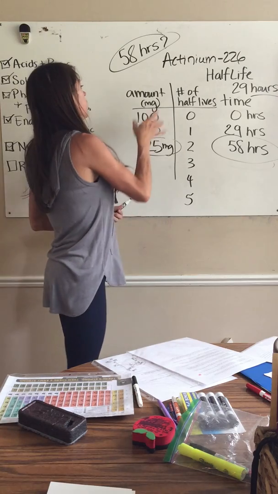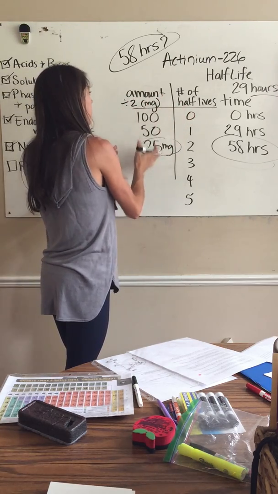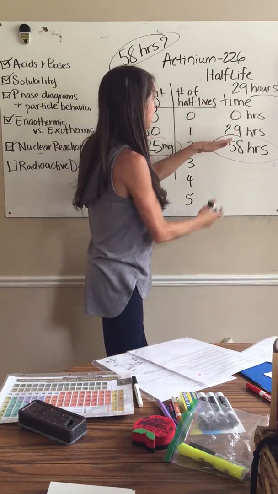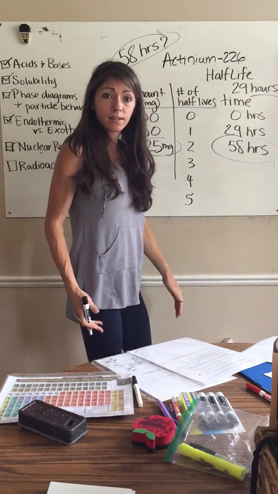So what is consistent? Every time we go through a new half-life, we're dividing this by 2. Now the interval over here depends on what the problem tells us, okay? How long the half-life is, all right?